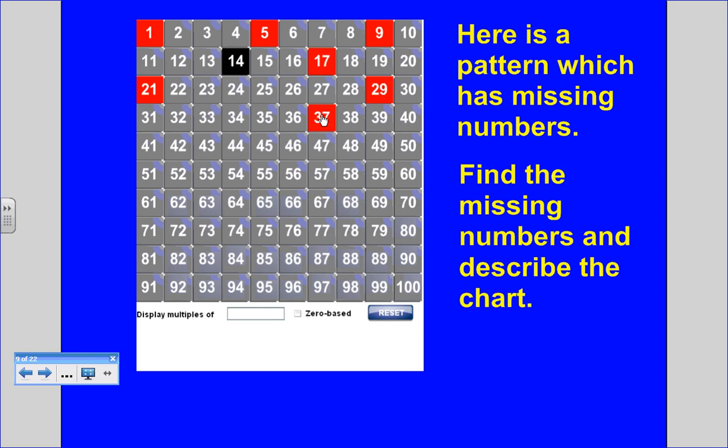34. 34, 54. 54, and 57. 57, and 49. 49 is right here, yeah, and 41. 41. So how are you coming up with these numbers? Counting by 3. Oh, you counted by threes.